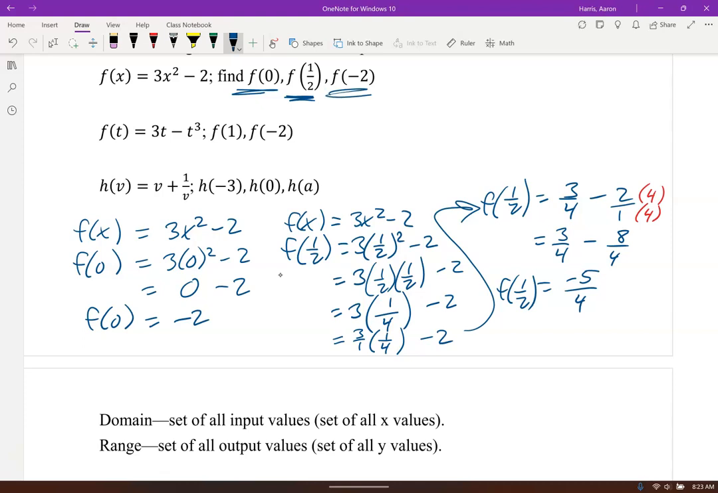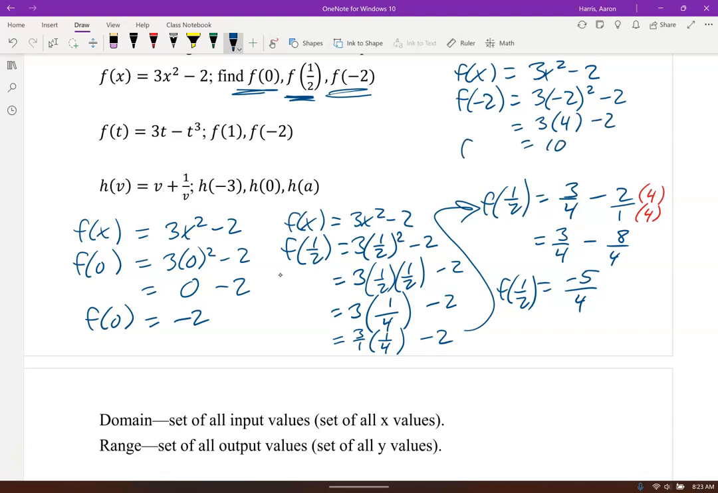Alright, and then that last one, f of negative 2. Again, f of x is 3x squared minus 2. F of negative 2 would be 3 times negative 2 squared minus 2. So negative 2 times negative 2 is 4. 12 minus 2 is 10. So f of negative 2 is 10. In other words, the y value is 10 when x is negative 2.